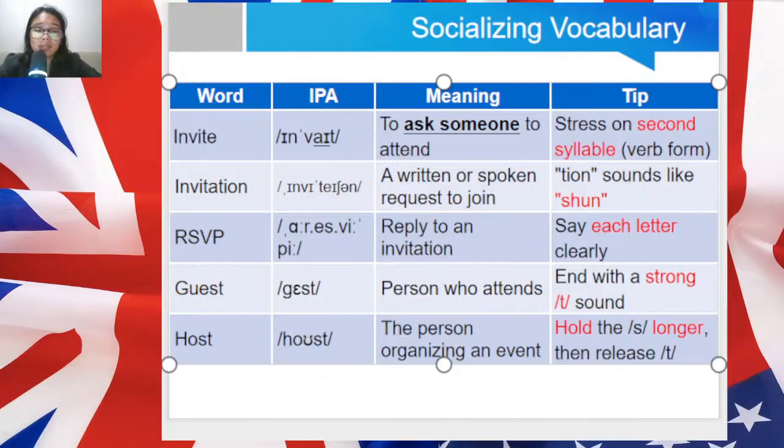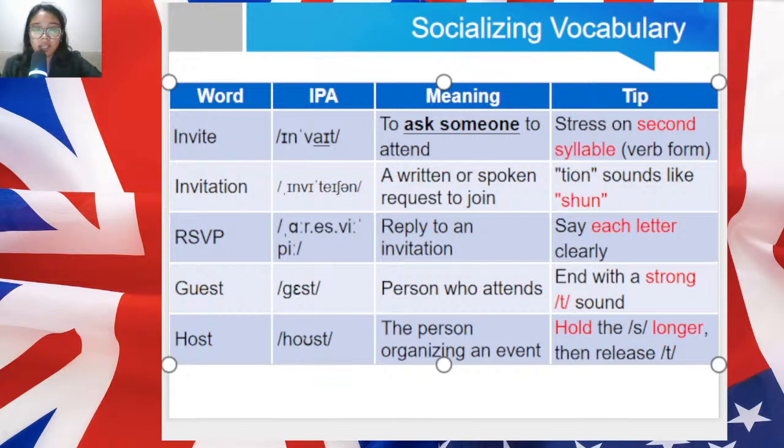But the word invite is much deeper than just asking. It shows friendliness, connection, and respect. So when you invite someone, you are not only asking them to come, but you're also telling them, you are welcome, I value you, I want you to be part of this moment with me. That is why learning this word is important.